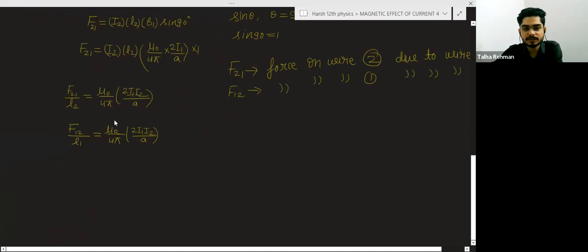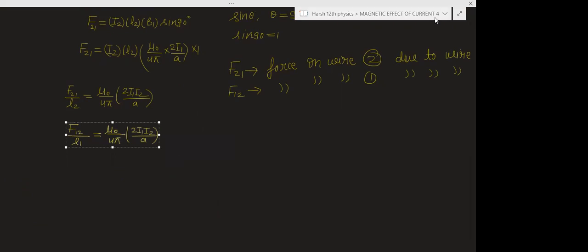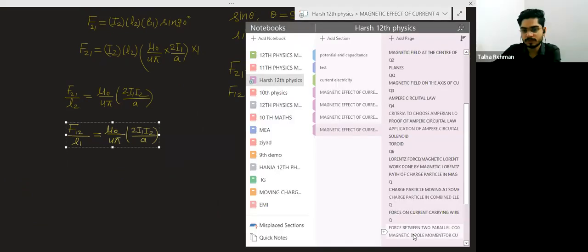We have completed force between two parallel conductors in the last class. We did it.